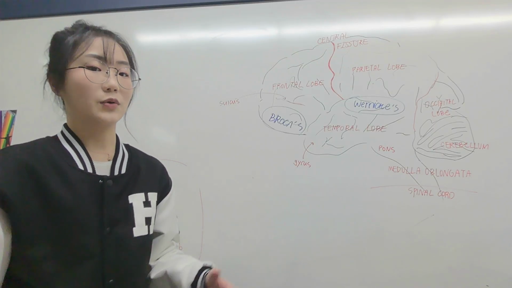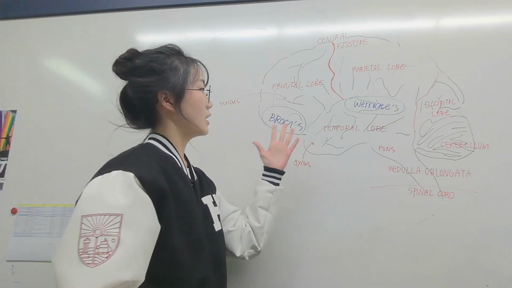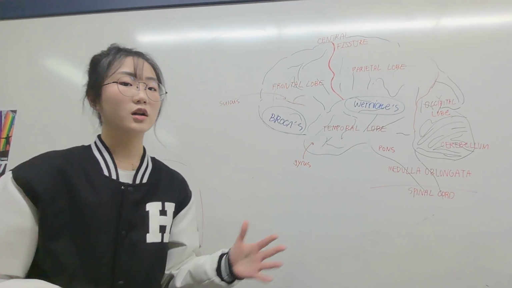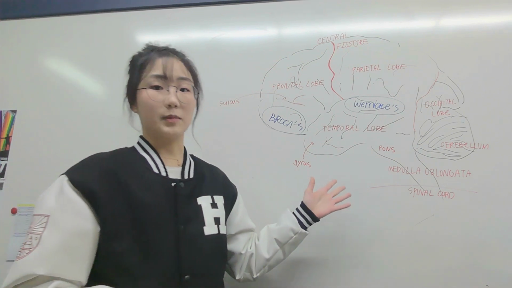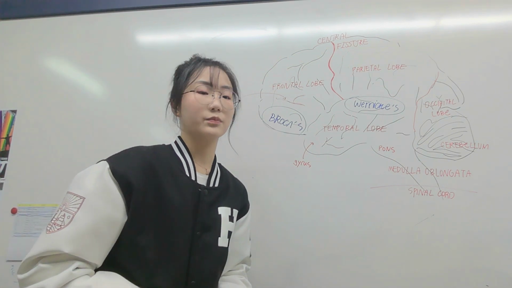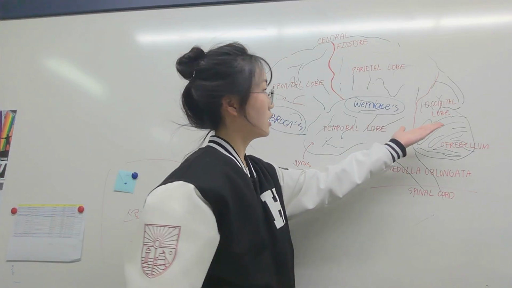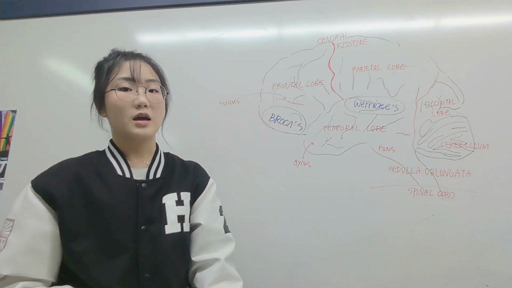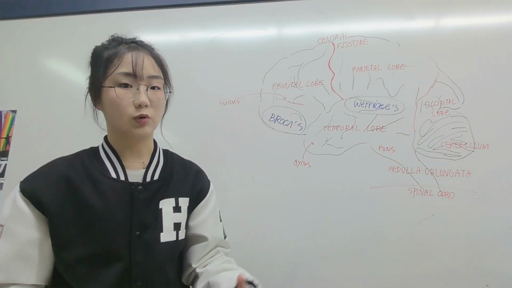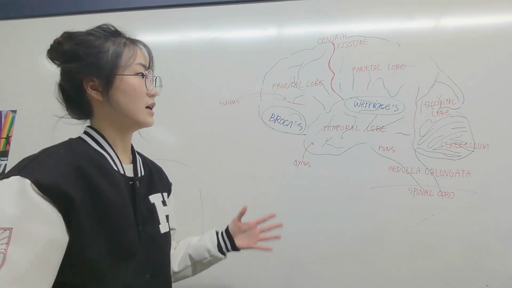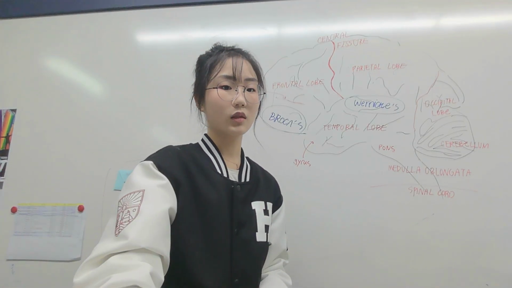The temporal lobe is located on the side of the brain. It is near our ears, and it is mainly involved in auditory processing, memory formation, and language comprehension. Finally, the occipital lobe, which is located at the back of the brain, is responsible for visual processing. All the visual information from the eyes is interpreted here.